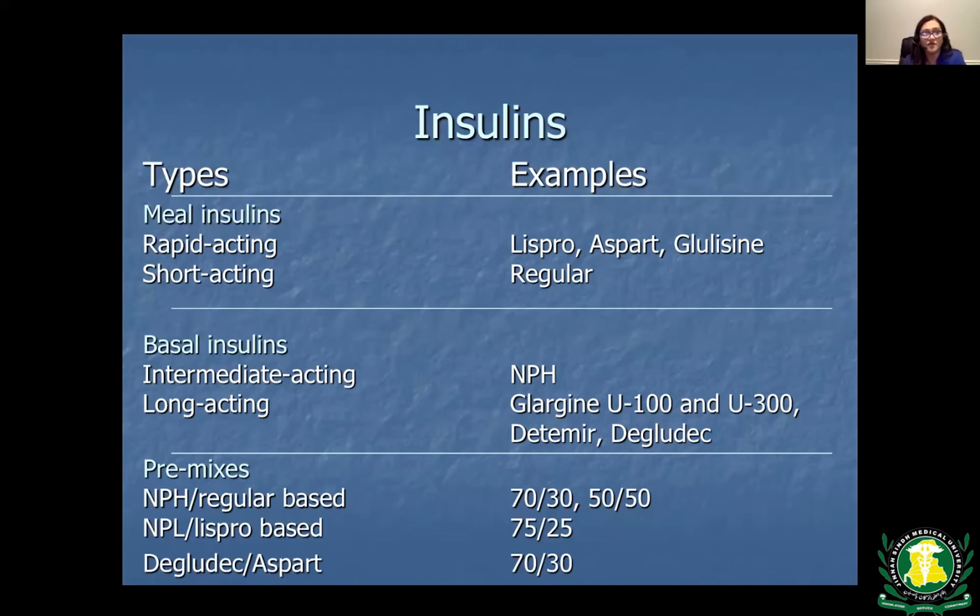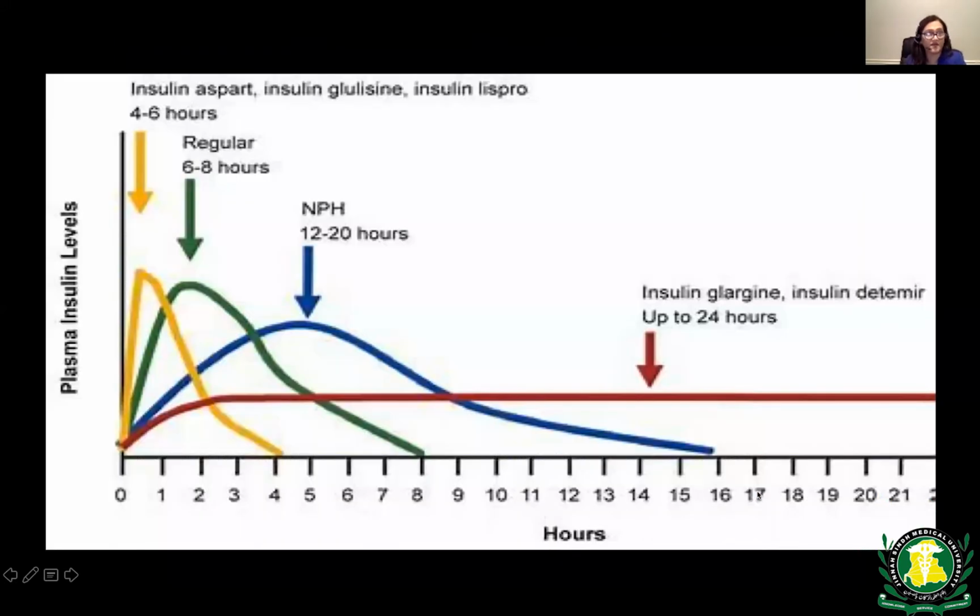So this is an older form of insulin, and its use is discouraged at this point because of the higher risk of hypoglycemia.